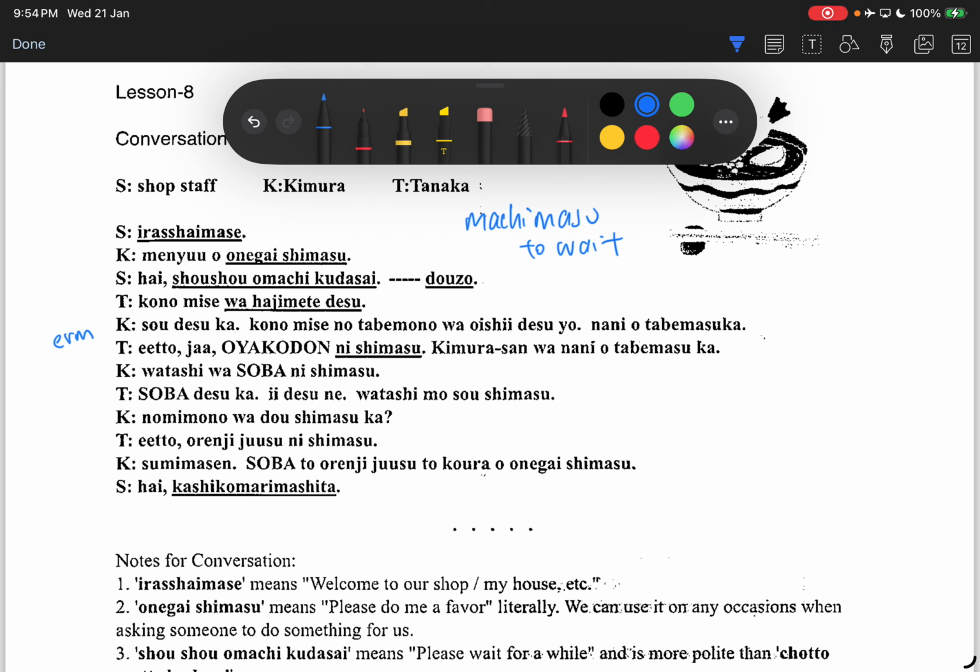So this is how a restaurant situation will go down. The waitress will be very polite. They will use a higher level of Japanese grammar with you. If you don't understand, just say wakarimasen. Just tell her wakarimasen, then she will speak English.